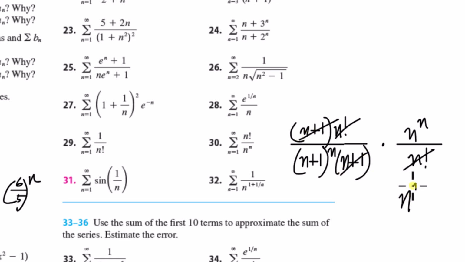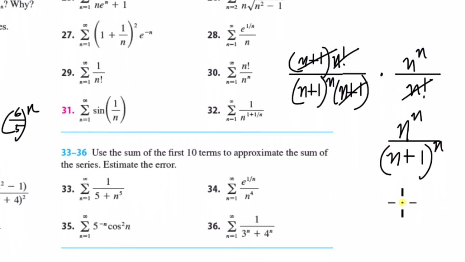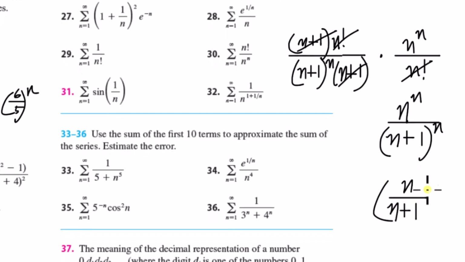So you've got n to the n, n over n plus 1 to the n. As n goes to infinity, you get 1 to the n, so 1 to the infinity, that's an indeterminate form. I'm not going to keep doing this, but that's an indeterminate form. We'd have to keep going, but still, we know how to solve an indeterminate product limit, right?